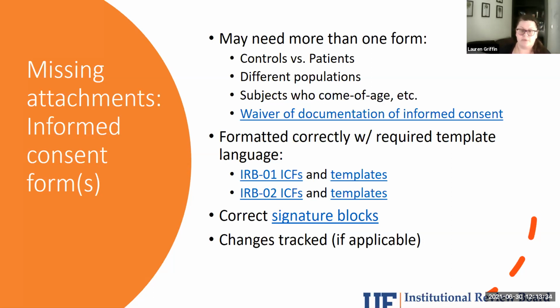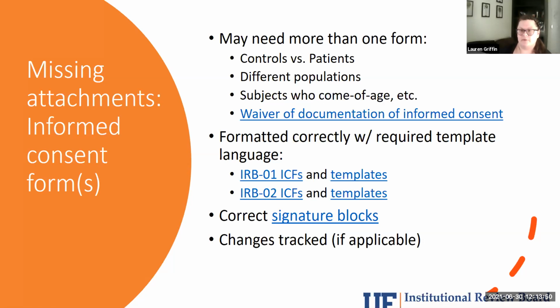Likewise, if you have subjects who are going to come of age during the study, if you're enrolling 16-year-olds and it's a 5-year study, they're going to become 18. They're going to be able to consent for themselves. So you may need to have additional consenting processes for them. And the details for that are going to be on our website.